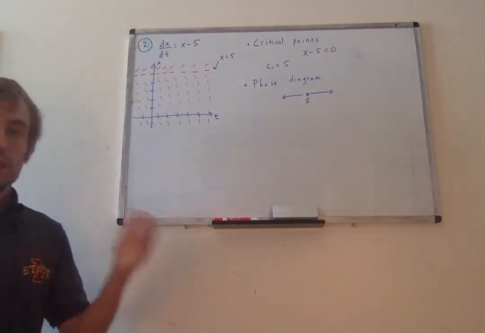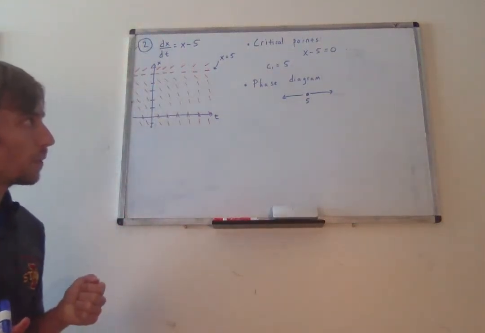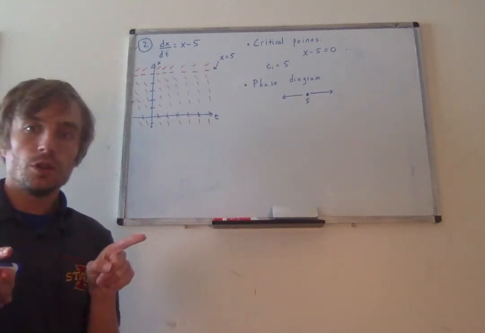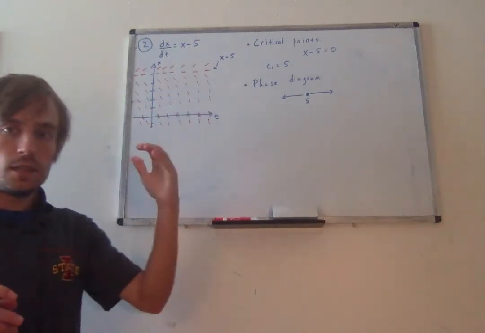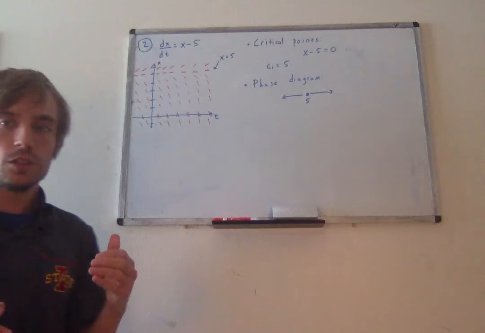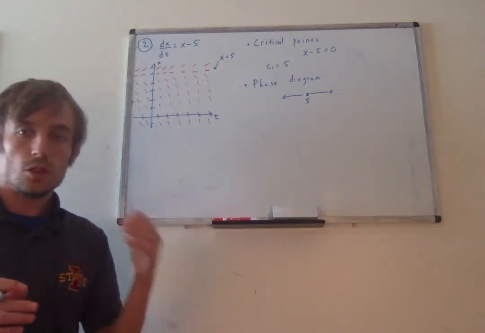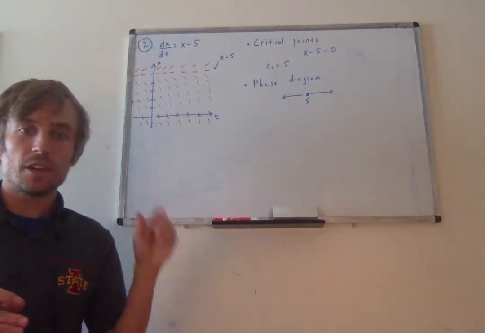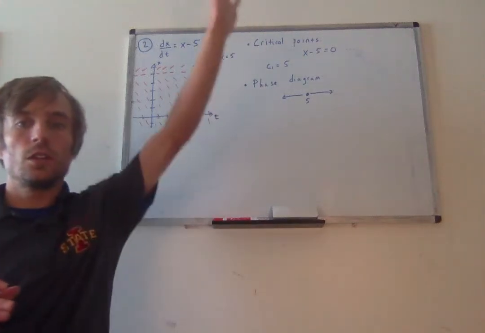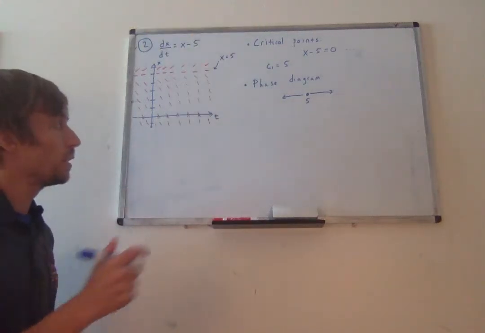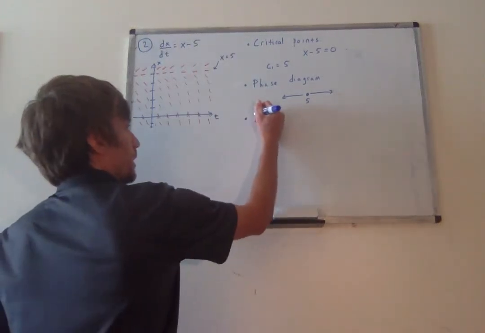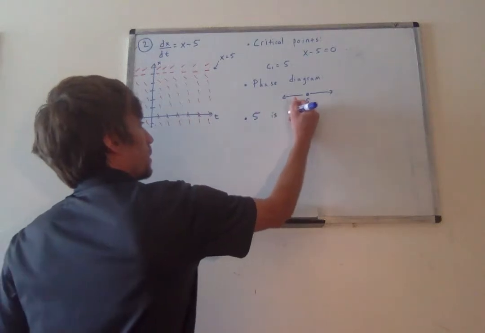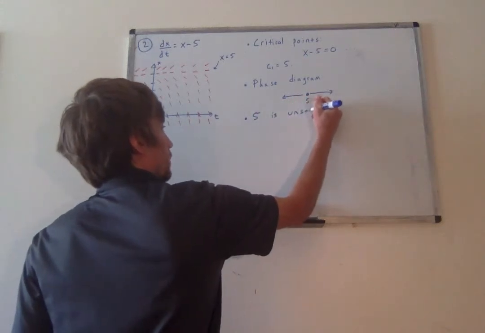And so given this phase diagram, remember, basically any point or any solution curve that even starts as close to 5 as we want, but not right at 5, is going to fall off or run away from 5. And so because we get something like this, we'd say that 5 is unstable.